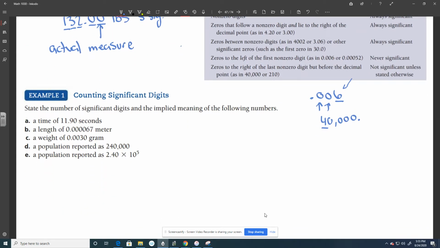It asks us, this first one just wants us to practice this a little bit. It says to state the number of significant digits and imply what that means. So for A right here, it says a time of 11.90. Now, because they went 0.90, those are significant, and obviously the 11 is significant. So there are 4 digits that are significant in part A. And then it asks, what does that imply? Well, what that implies is that this is where they rounded. So that implies that this is an accurate measurement within 0.01 seconds.